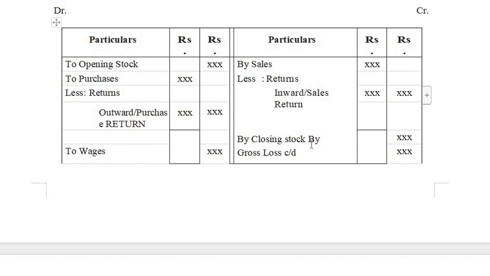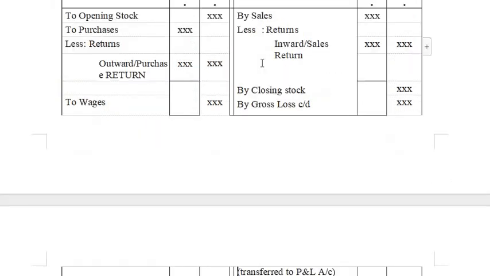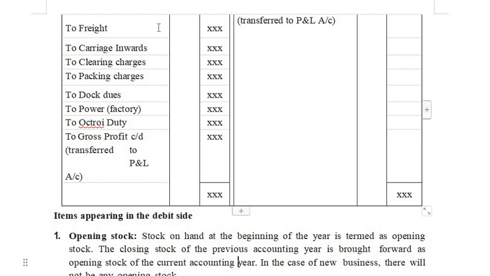Then you have to close the account by closing stock. This closing stock is compulsorily given in your question. Opening stock and closing stock are compulsorily given in a question, and similarly purchases and sales. These information are also compulsorily given in a question. Other expenses, the direct expenses like wages, freight, carriage inward, are optional. Depending upon the information given, you have to write them on the debit or left-hand side of your account. But on the credit side you only have sales, sales return and closing stock.